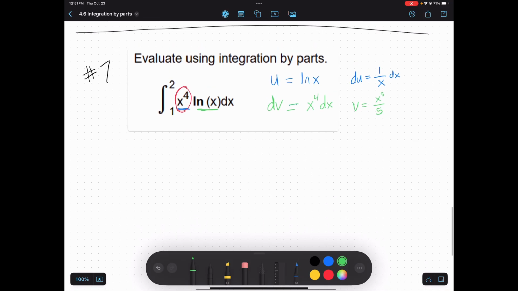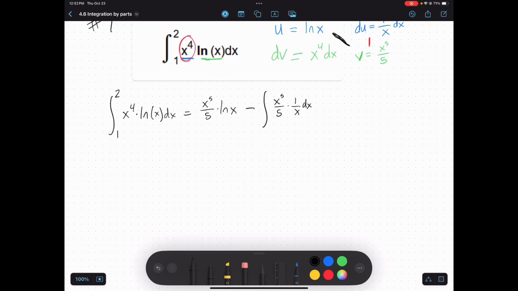Now that I have those, I can rewrite this integral using integration by parts. I get u times v, so x to the 5th over 5 times natural log of x. I just switched the order around; it doesn't matter what order you put it in, this just looks a little nicer. Minus the integral of v du: x to the 5th over 5 times 1 over x dx. You'll notice right now I'm not worrying about the bounds. We'll come back and talk about the bounds in just a little bit.